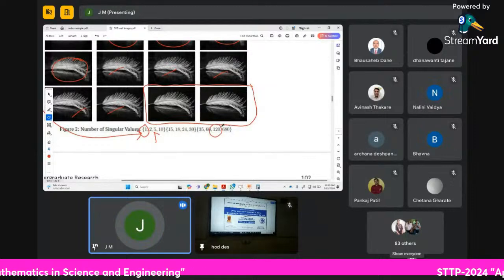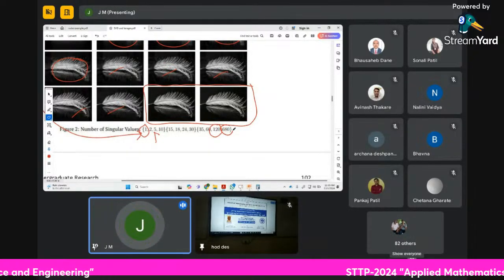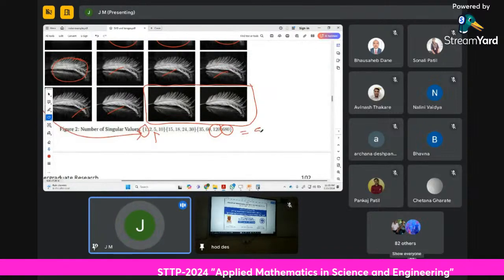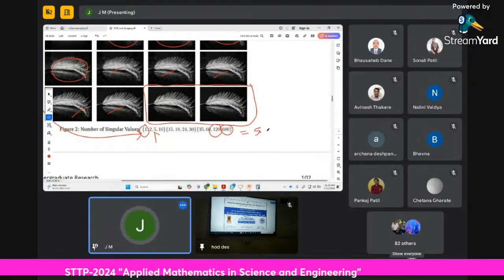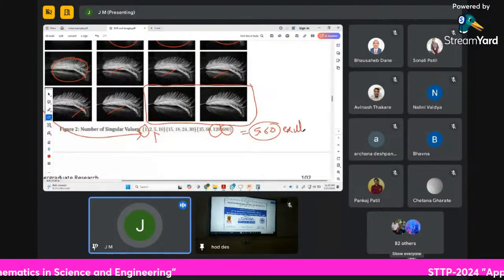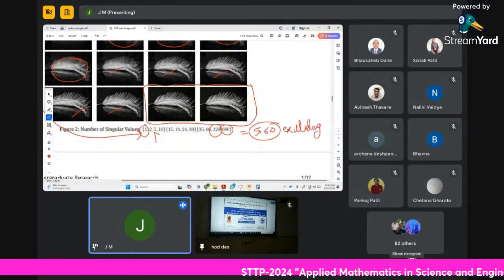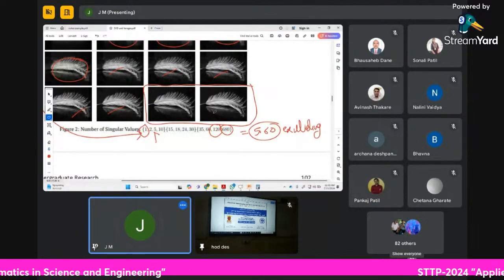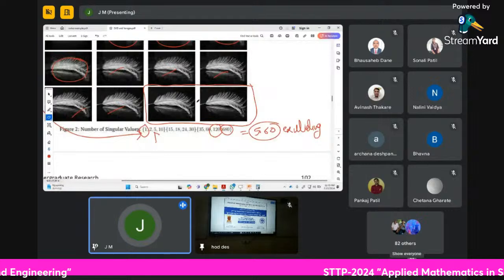120, huge difference. How many singular values are you not considering? You are not considering 560 singular values, 680 minus 120. This much you are excluding. Singular values 560, rows of V transpose. All this you are excluding, and still you are getting the same thing.